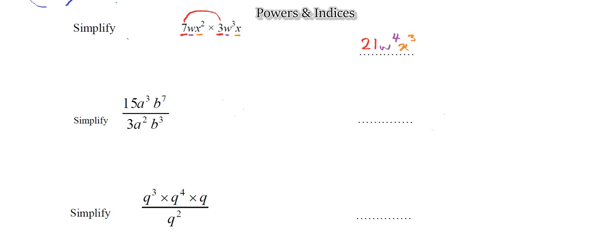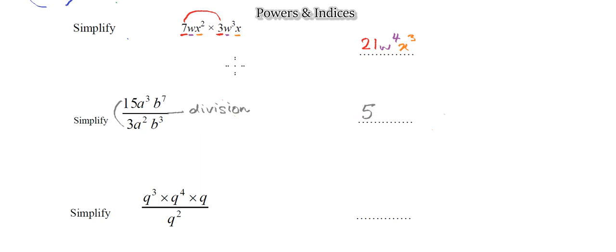Now let's have a look at the next one. In the next one again, we have the division sign. This is a division sign. That can be referred to as fractions or the division sign. Now 15 divided by 3, that's the first thing that we'll do. Because it's numbers, 15 divided by 3 is 5.